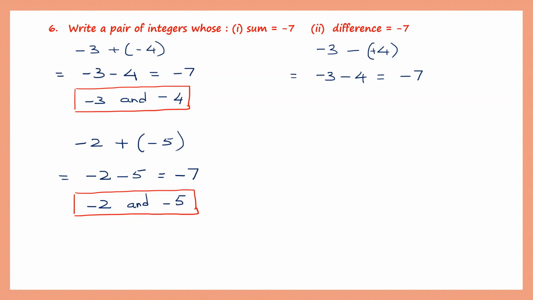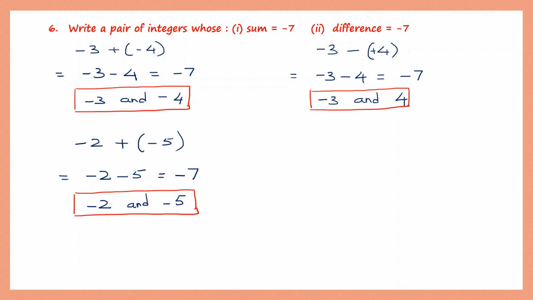So what are the integers that gave us minus 7 when you subtracted? Minus 3 and plus 4. So one is minus and one is plus. So let's write that down. Minus 3 and 4. Plus 4 or 4 are the same. So these two, when you subtract these two, your answer will be minus 7.